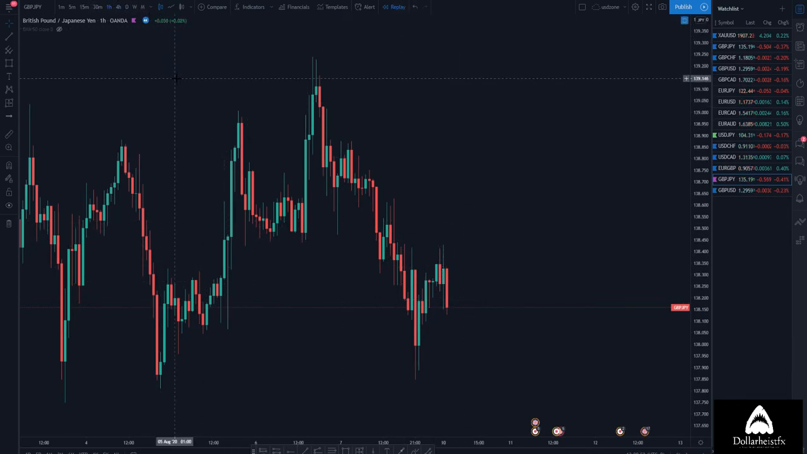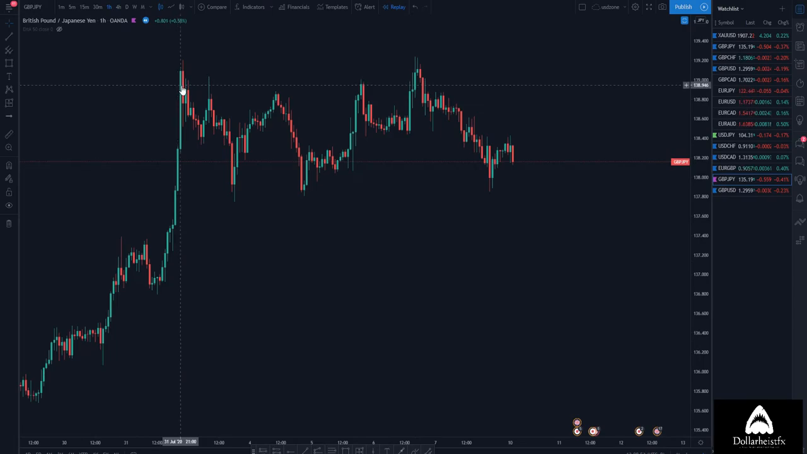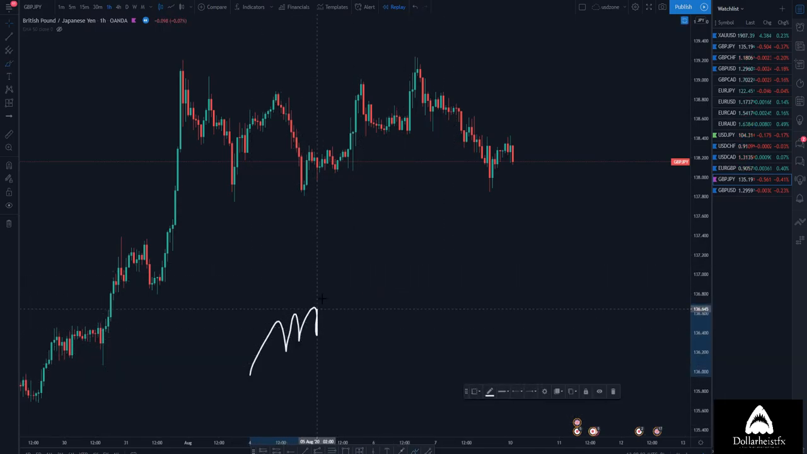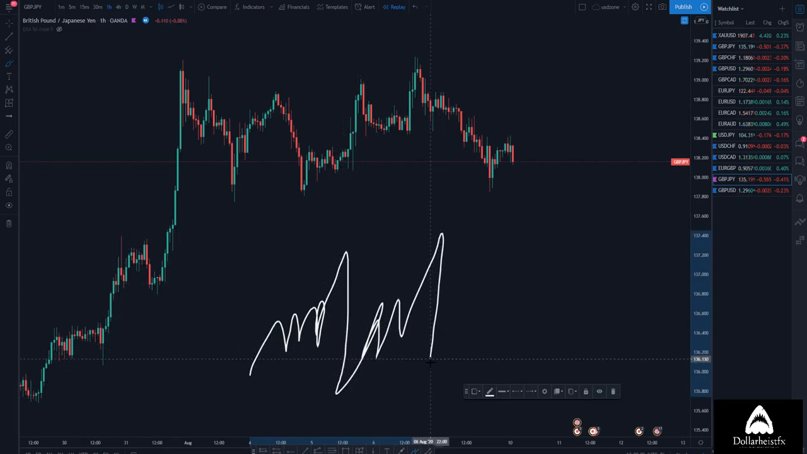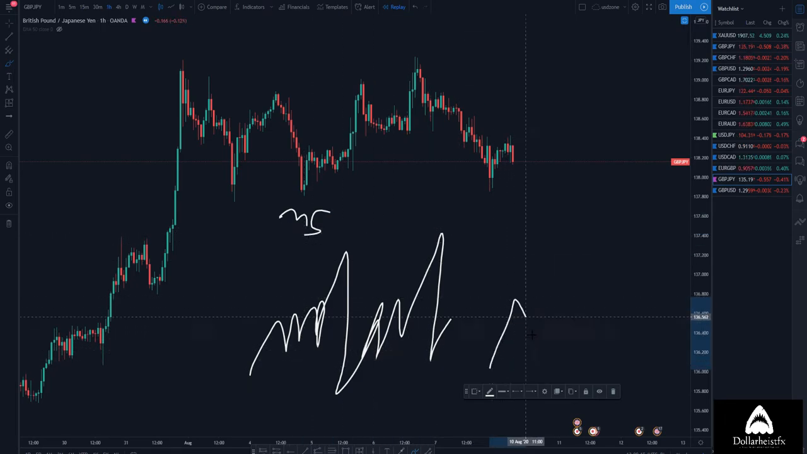Each time frame has its own characteristic. The lower you go, the more noise you will see. The lower you go, you might see like this, like this, and then like this. But on the H4, keep in mind this might be M5, but on the H4 it might look like this. It's very simple. It's very different.